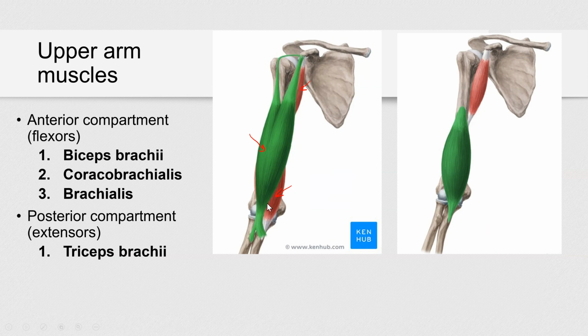They flex at elbow joint, and some of them, like biceps brachii and coracobrachialis, can also flex at shoulder joint. Now, posterior compartment, we have only one muscle, that is triceps brachii, and this is extensor, shown here right in green. That's our triceps brachii.